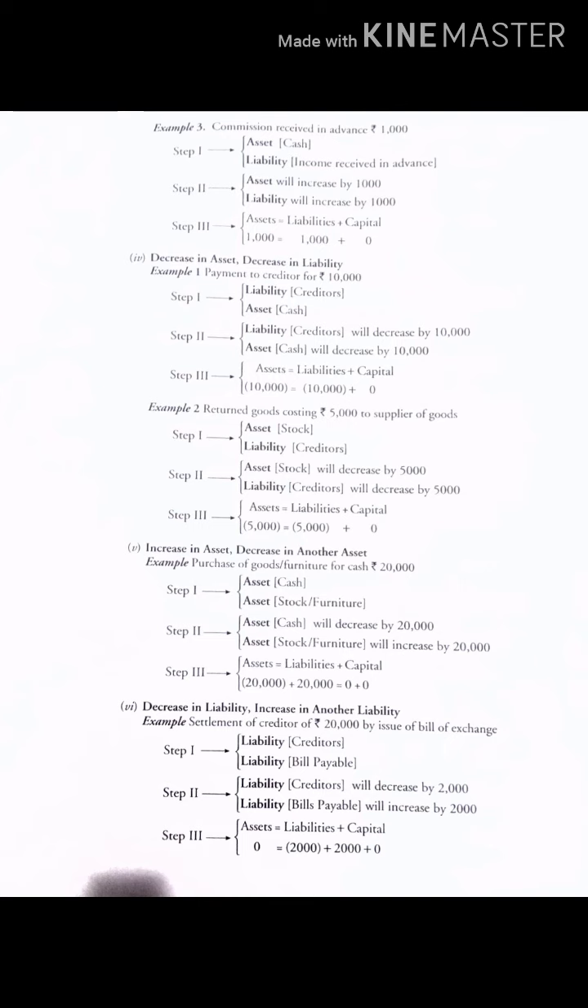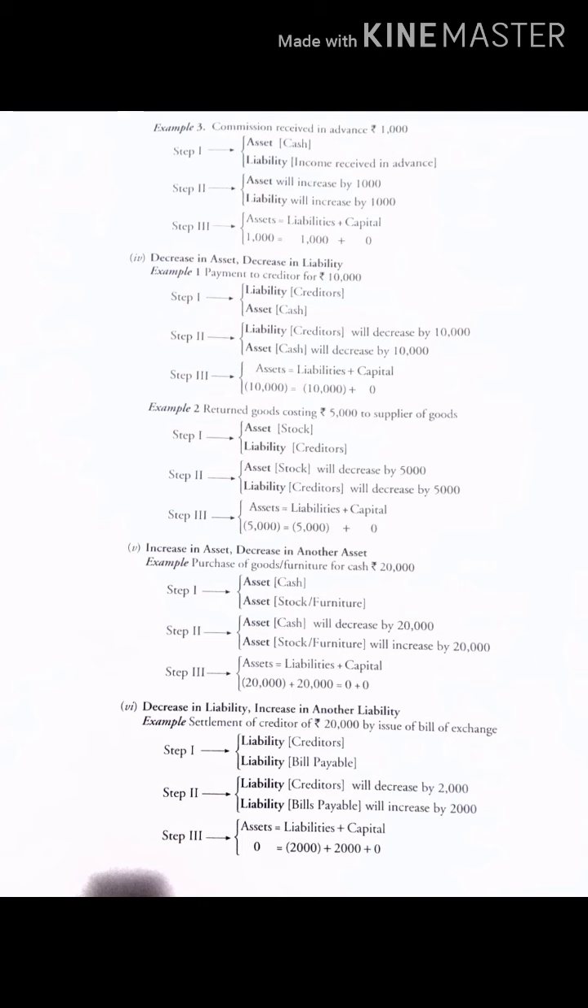Second step, what is it doing? Increasing or decreasing? So assets, cash: as cash is coming, cash is increased, asset is increased. Equally, liabilities are increased. Why? Because it has been received in advance. Okay, so third step, again I'll check my equation. That is, assets equals liabilities plus capital. Asset is 1,000, liability is 1,000, no capital so far, so liabilities plus capital equals asset.